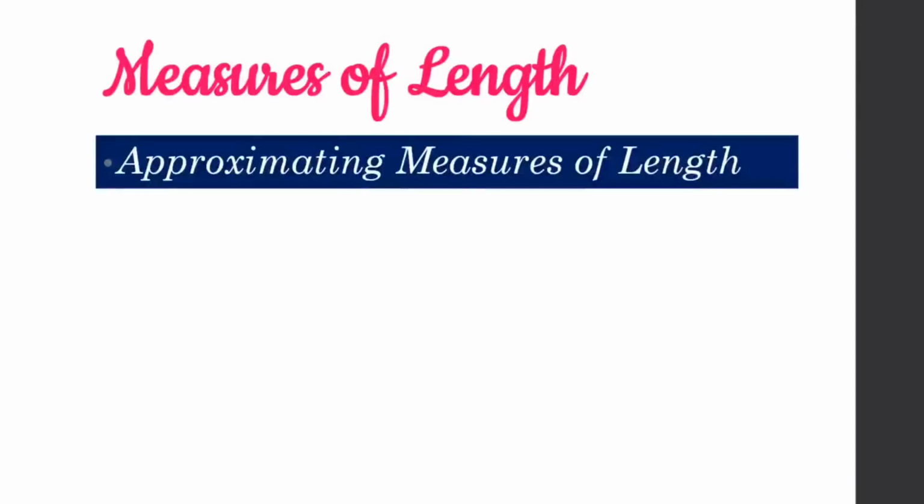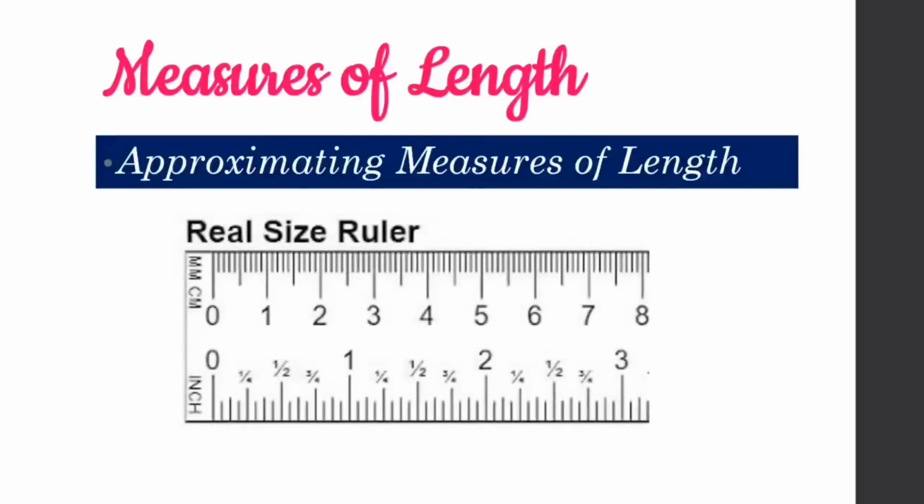Now, let us try to approximate measures of length. But before that, let us familiarize ourselves with the ruler. For instance, you have with you your ruler. The lines here represent some of the measures that we have learned a while ago. For millimeter, you can see there the label mm. The distance between these smaller lines is 1 millimeter.